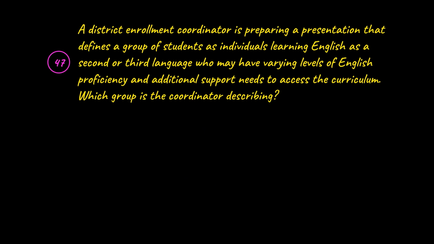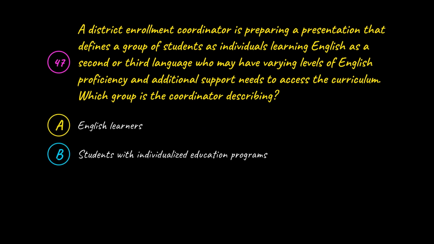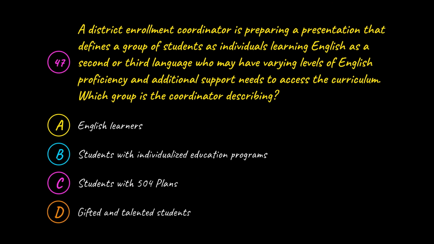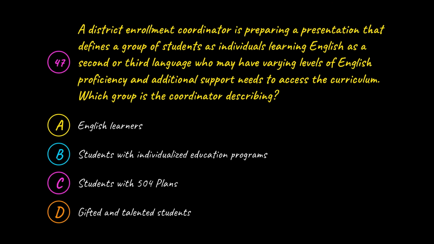Your options are A. English learners, B. Students with individualized education programs, C. Students with 504 plans, D. Gifted and talented students. Don't overthink it. Which one feels right?